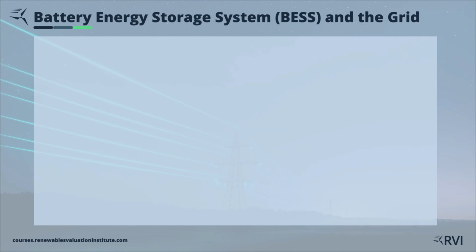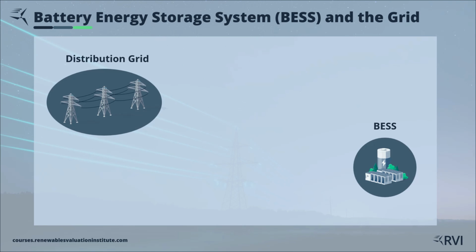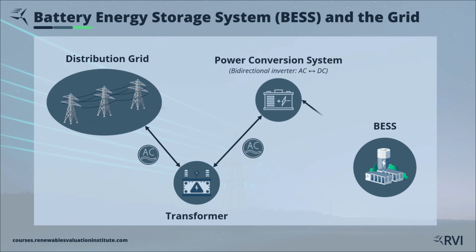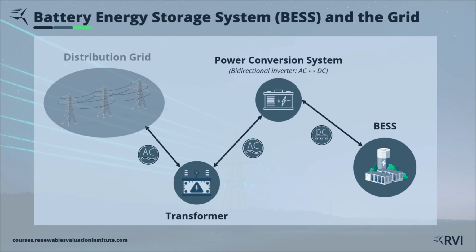Now, let's look how battery storage systems interact with the grid. The grid delivers AC power at 50 or 60 Hz. A transformer steps that down to a lower voltage. The power conversion system, a bidirectional inverter, then converts that AC into DC so the battery can charge. Later, the process runs in reverse. The power conversion system turns the battery's DC back into clean, grid-synchronized AC and sends it right back into the grid when it's needed most.